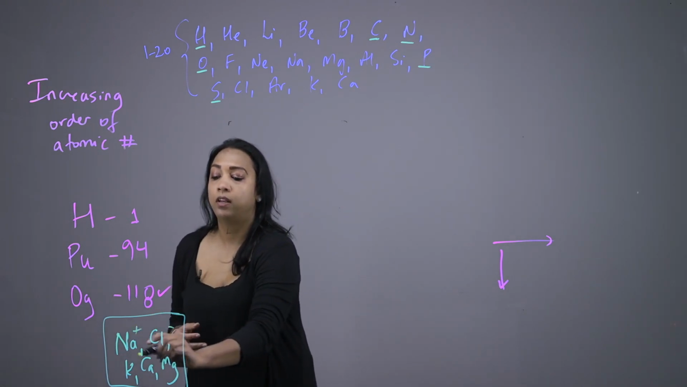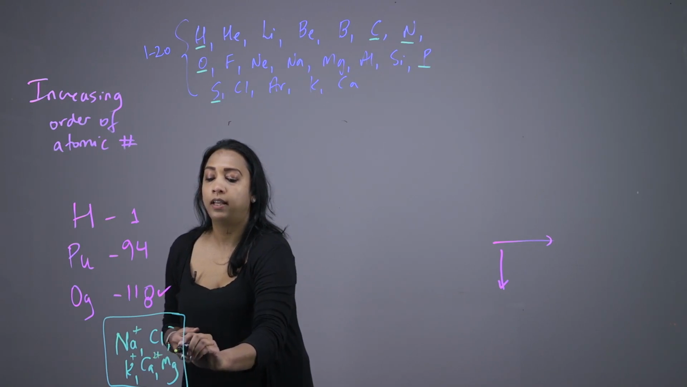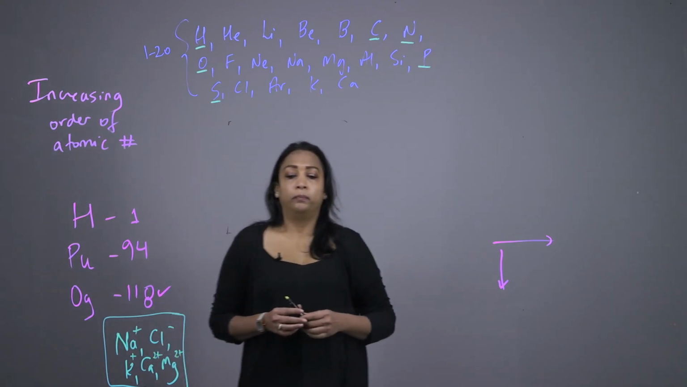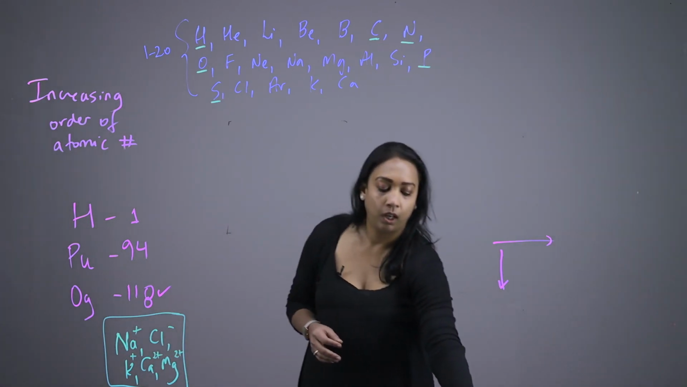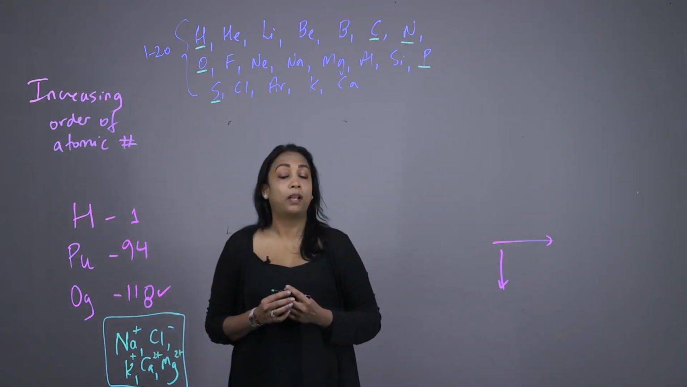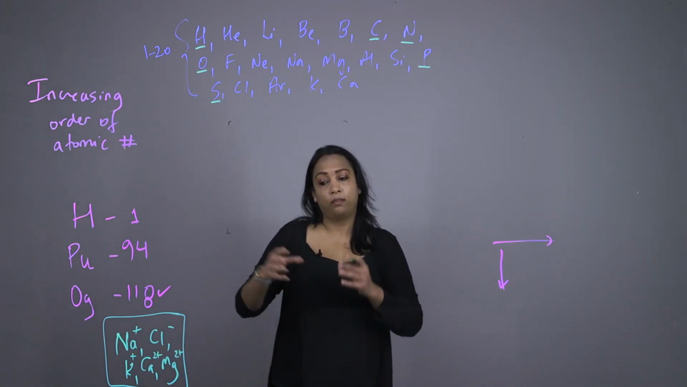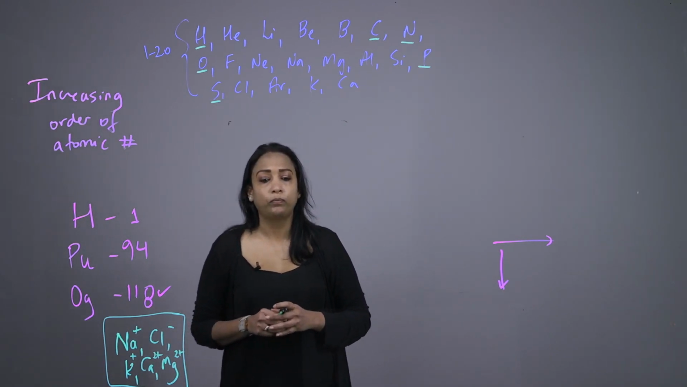So Na+, Cl-, K+, Ca2+, and Mg2+. Now, magnesium is also a very important component of the light capturing complex of chloroplasts in plants. So hence, magnesium is very vital to the process of photosynthesis.